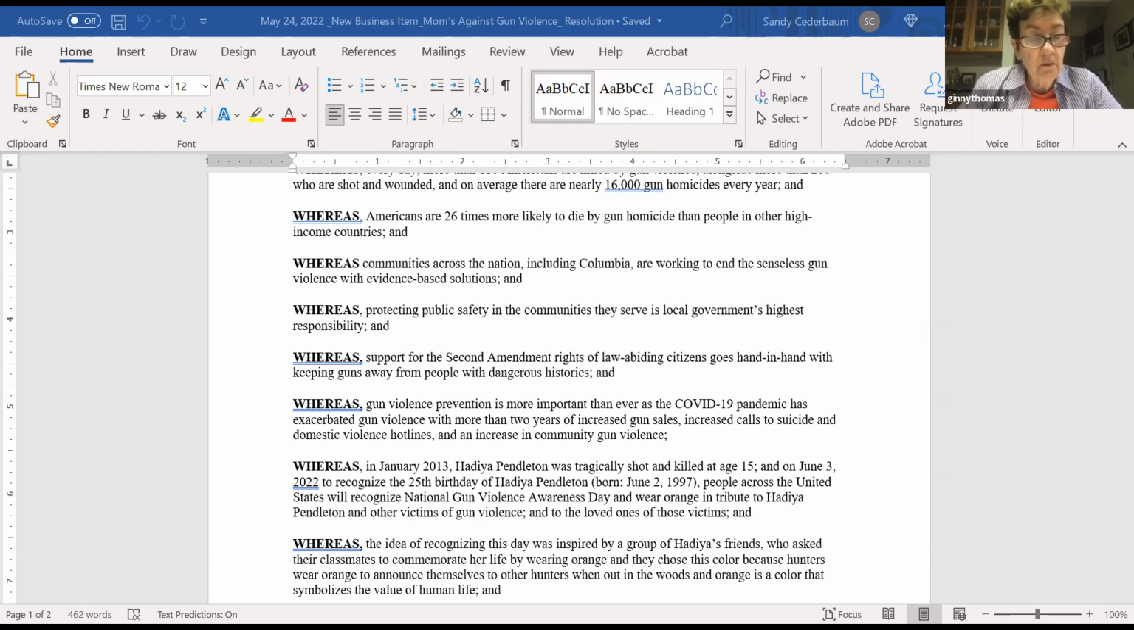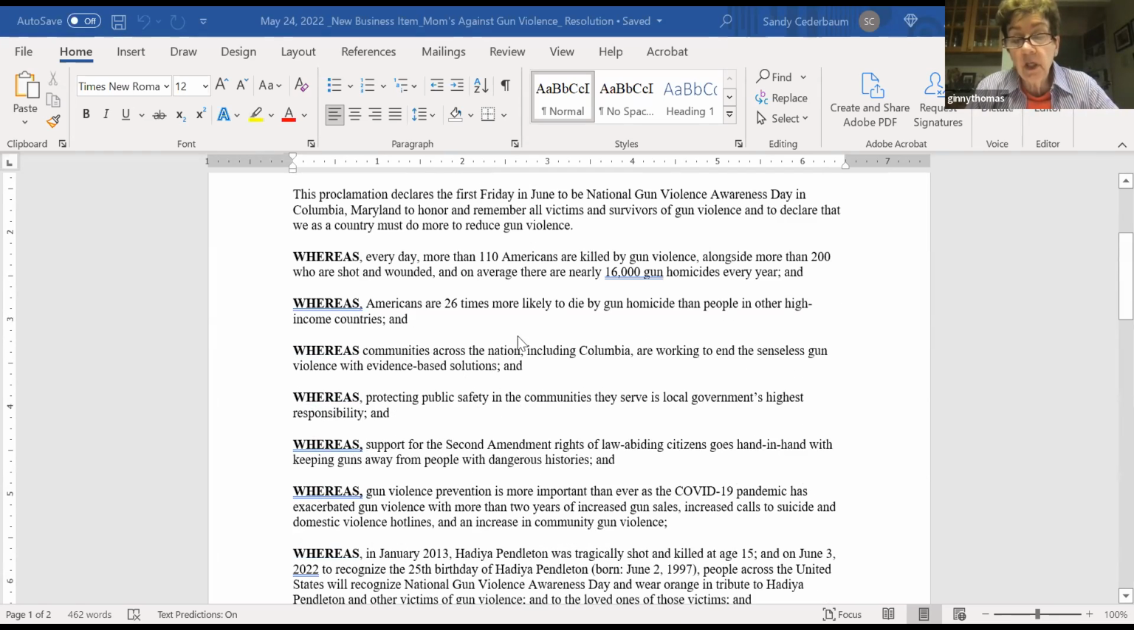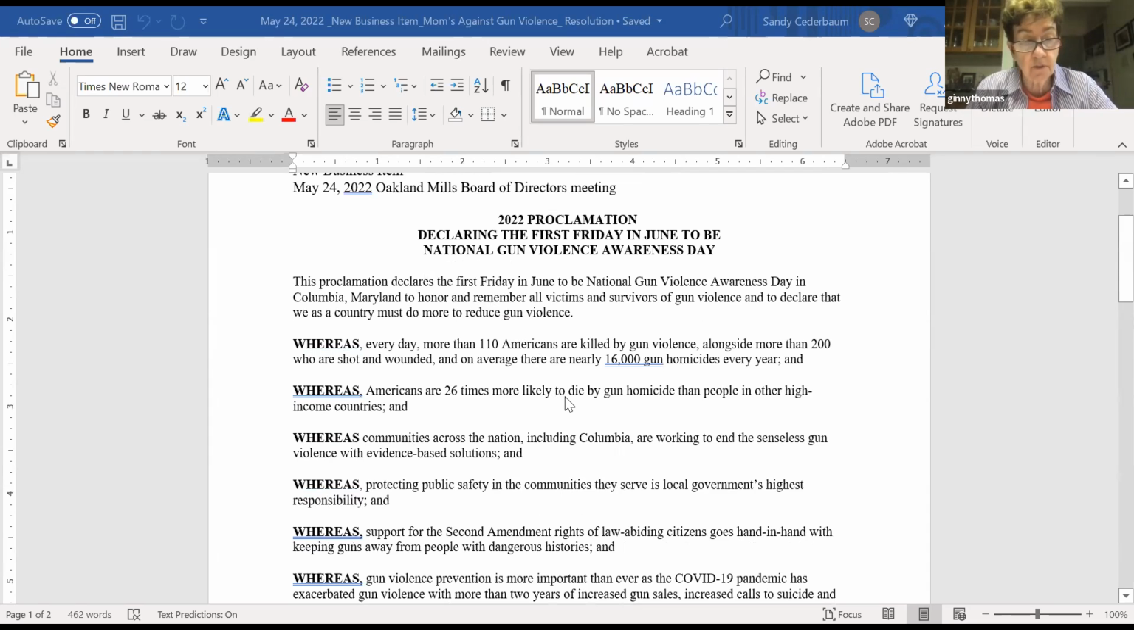Yeah, Rebecca, and the last one here says, whereas we renew our commitment to reduce gun violence and pledge to do all we can to keep firearms out of the wrong hands and encourage responsible gun ownership to help keep our residents safe. That would be part of what you would be doing tonight. And you would change it now, instead of now therefore be it resolved the Columbia Association, it would be the Oakland Mills Village Board Association declares the first Friday in June 3rd to be National Gun Violence Awareness Day in Columbia. And you wouldn't have to do anything else, unless you'd want to do something more in the village.